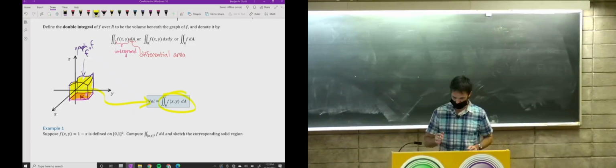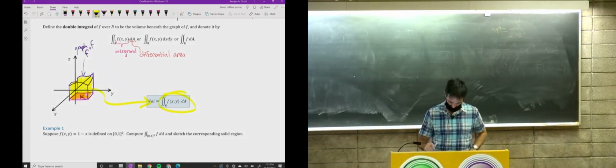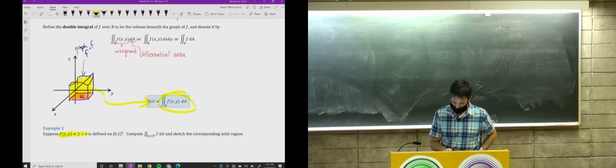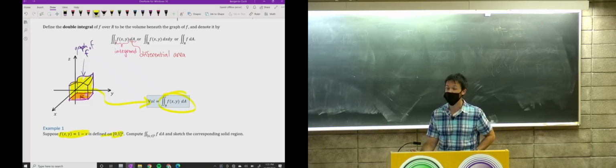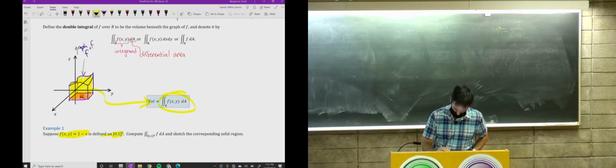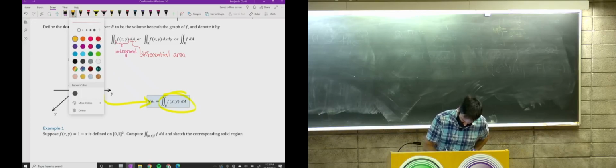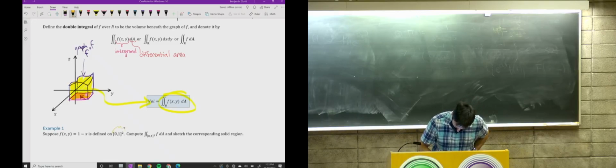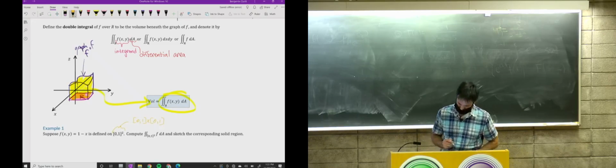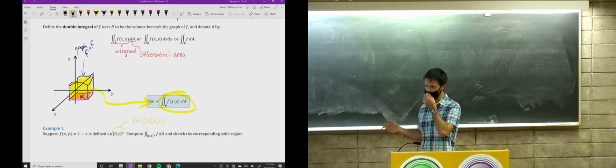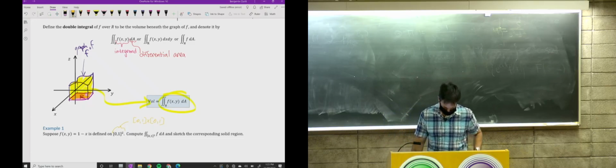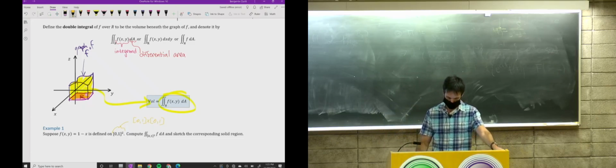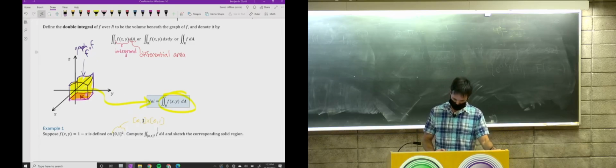Let's practice using this first notion of a double integral. Suppose f of x, y is equal to 1 minus x, and that this is defined on the unit square, [0,1] squared. Remember, that's equal to [0,1] cross [0,1]. And let's compute the integral of f over R. Or, sorry, the integral of f over the unit square. And sketch it too. So let me sketch it first, actually.